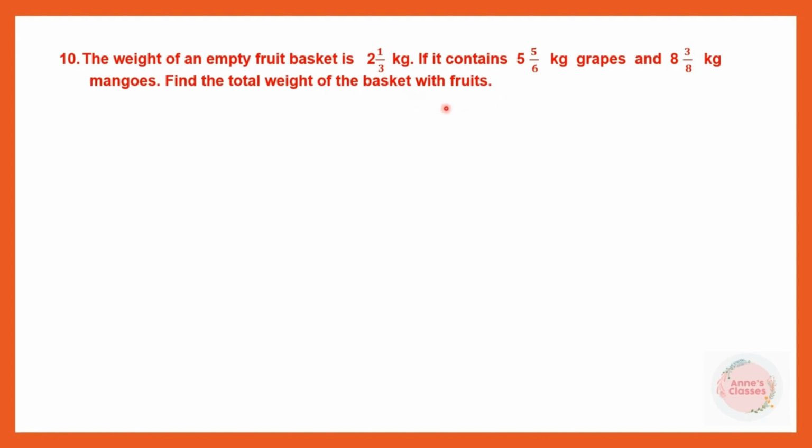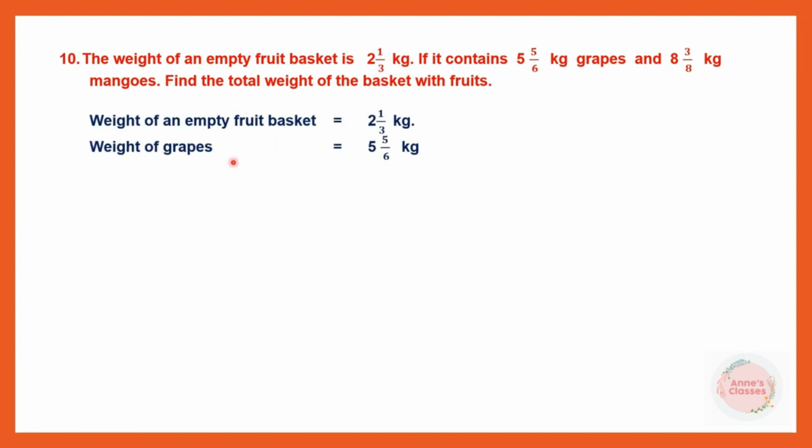So we normally have word statements. So weight of an empty fruit basket is 1 by 3 kg. This is given to us. Weight of the grapes is so much, which is given to us, 5 by 6 kilograms. And then weight of mangoes is 3 by 8 kilograms. Now to find the total weight of the basket with fruits, what should we do? We should add up all this. We should add up the weight of the empty fruit basket and the weight of grapes and mangoes.